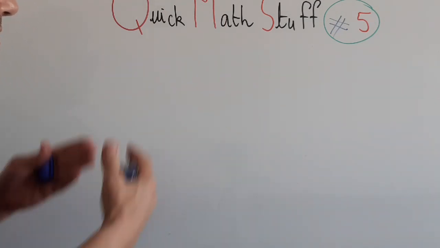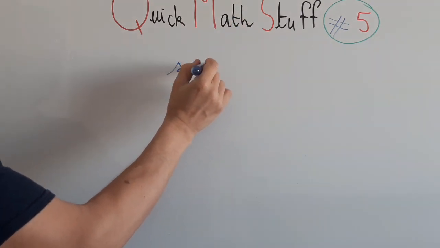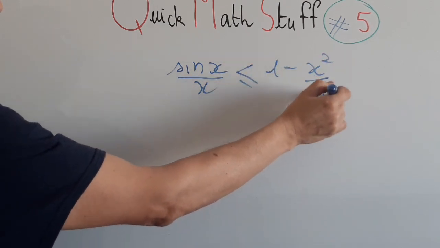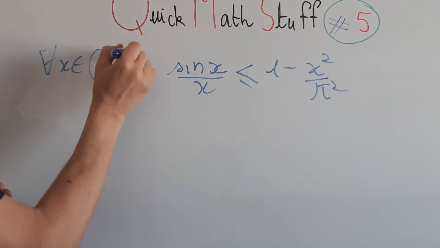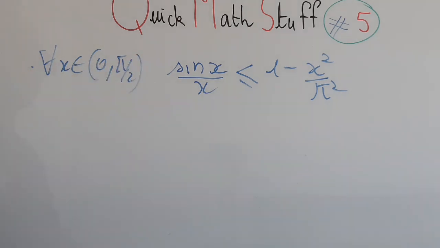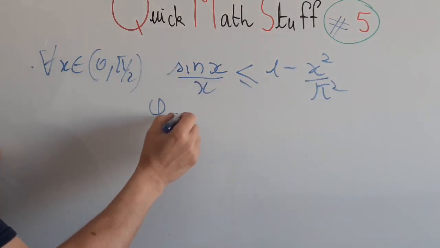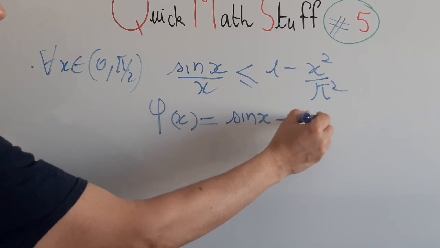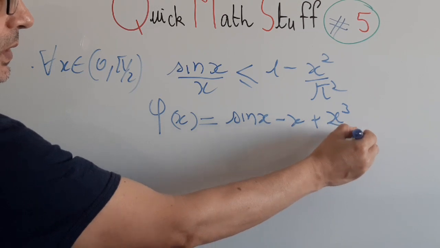Right, let's start with an inequality of the same type: sine x over x is less than 1 minus x squared over pi squared for all x in the open interval (0, pi over 2). To do this, one can use elementary calculus by letting the function phi(x) equal sine x minus x plus x cubed over pi squared.